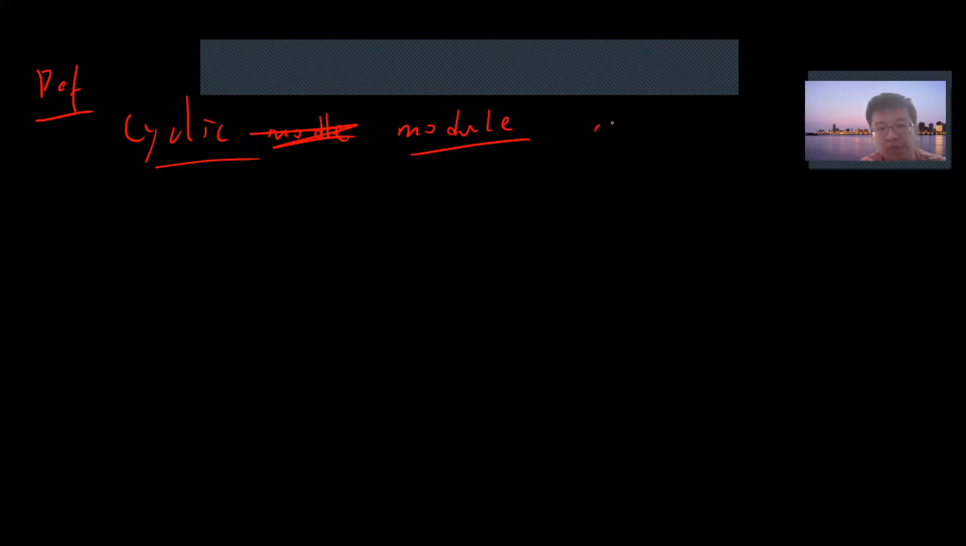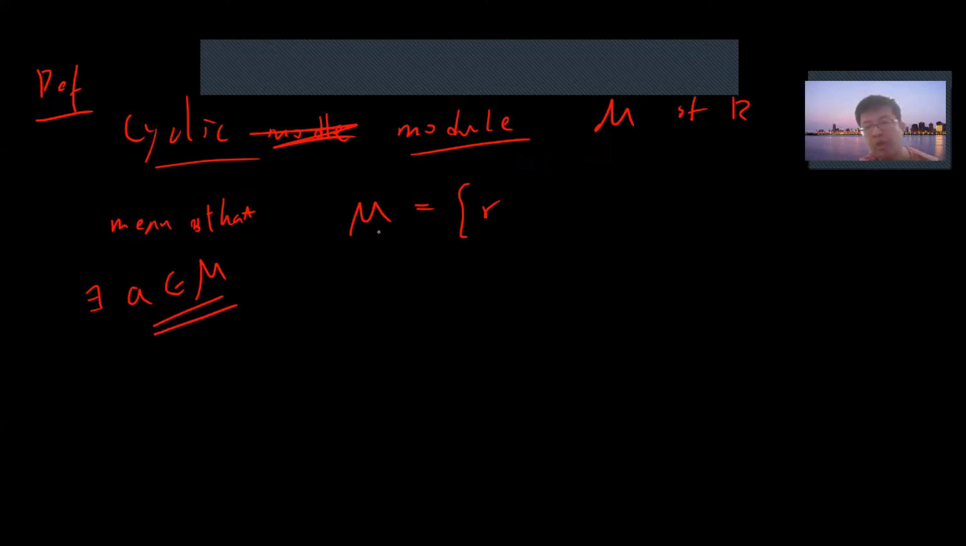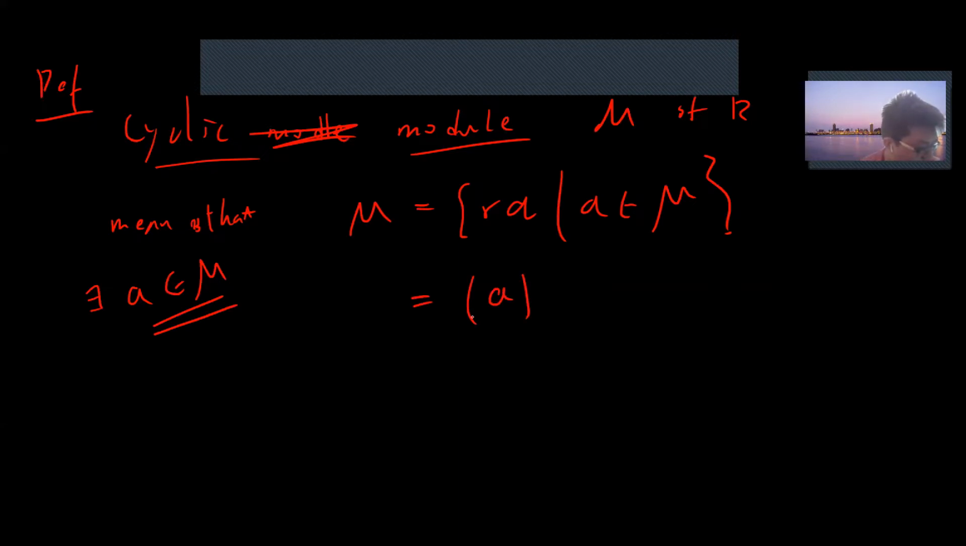So if I say M is a cyclic R module, it means that there exists a in M such that all of M is somehow a permutation of the ring. You use the ring to do the permutation, so it's R times a, with a belonging to M. So all of M comes from R times a. If it has this form, it's called a cyclic module, and people sloppily write it as a in parentheses.